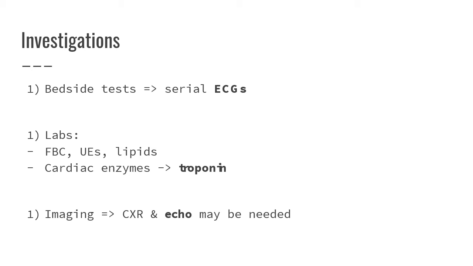so we might get the pain earlier in exertion in stable angina, for example. U&Es, because a lot of the medication we're going to be prescribing these patients rely on an adequate renal function, and lipids, because we already know that hyperlipidemia is a risk factor for coronary heart disease.